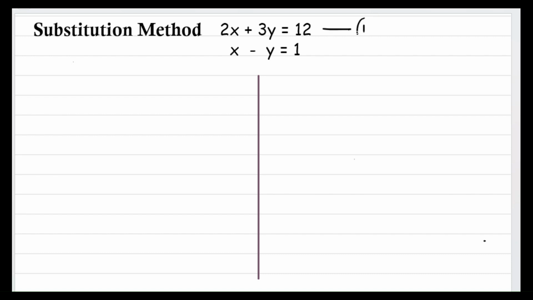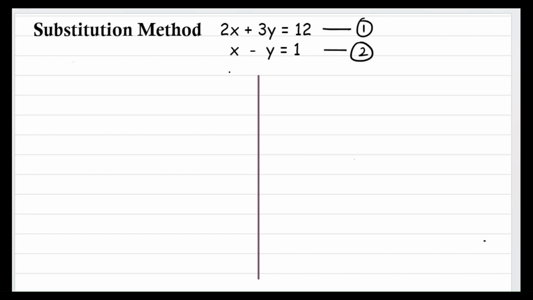So that's my equation number 1 and this is equation number 2. We are going to use the substitution method to solve for x and y. So as the name is telling you, substitution. We are going to find out the value of either x or y from any of these equations, and then we will substitute that value in the other equation.